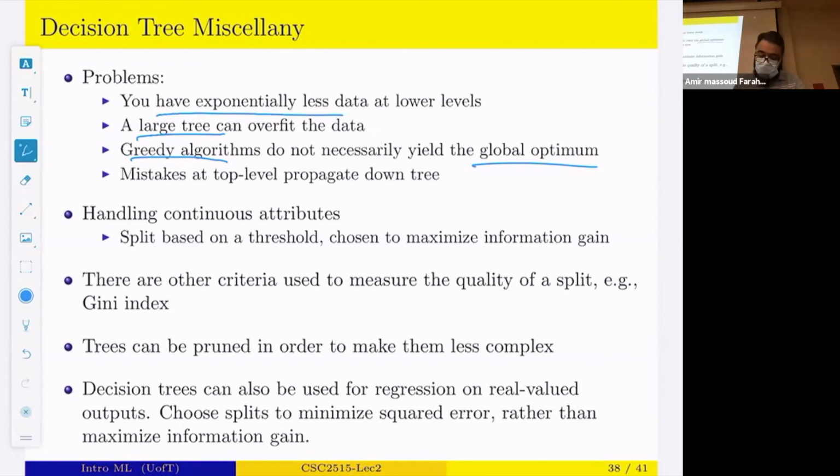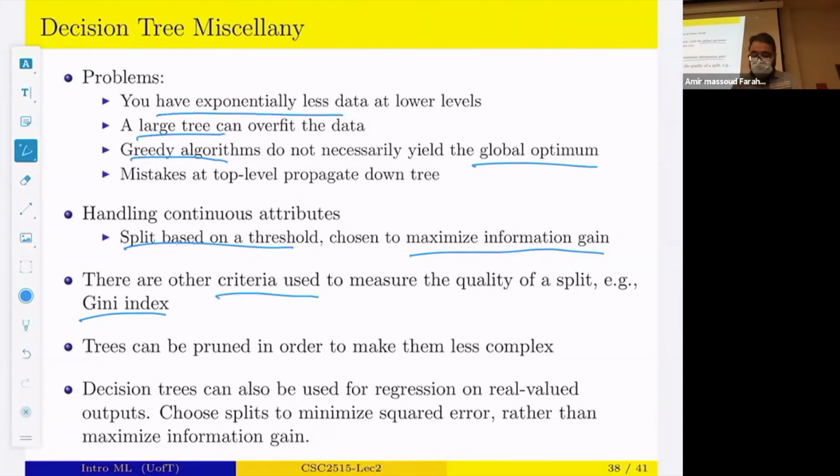For continuous attributes, split based on a threshold and choose it to maximize information gain. This is essentially what we have been doing as a running example. Our thresholds were continuous. There are other criteria used to measure the quality of splits. We talked about information gain and accuracy gain. The other one that is common is the Gini index.